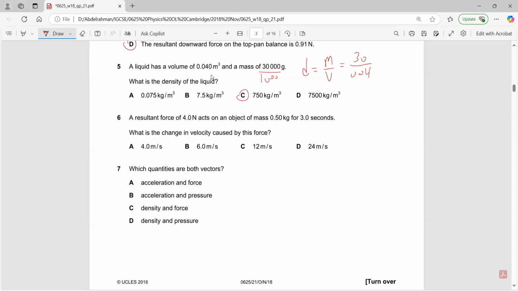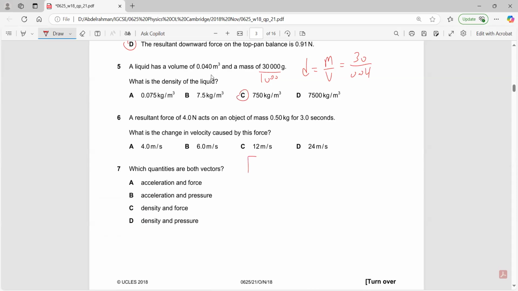Question 6, a resultant force of 4 newtons acts on an object of mass 0.5 kilograms for 3 seconds. What is the change in velocity caused by this force? How can I find the change in velocity? You can use one of two equations. Either you can use the equation for the acceleration, force equals mass times acceleration, and then you can find the change of velocity, or you can use the other equation, which is the impulse equation. They are the same equation.